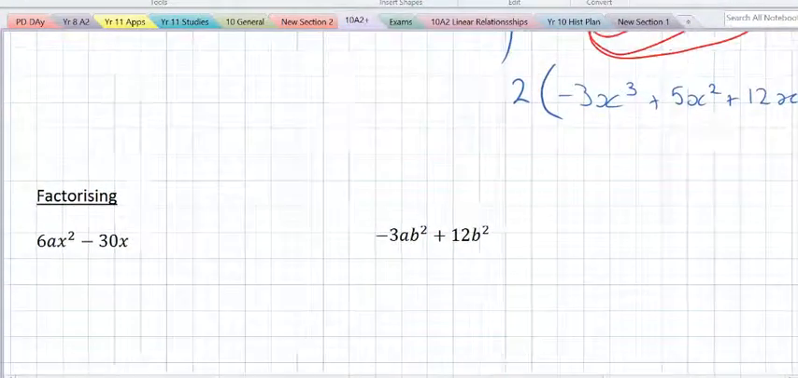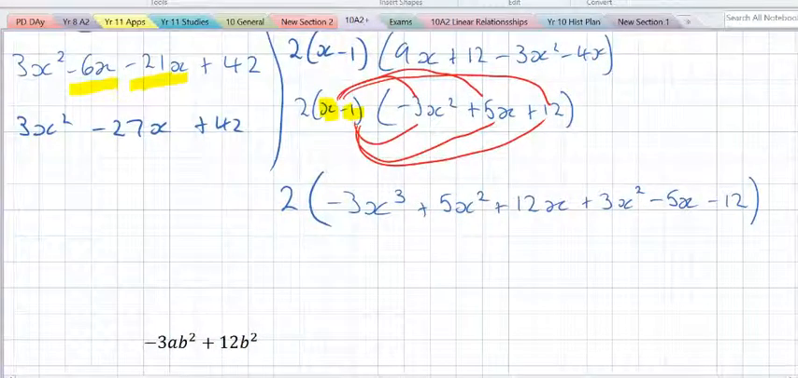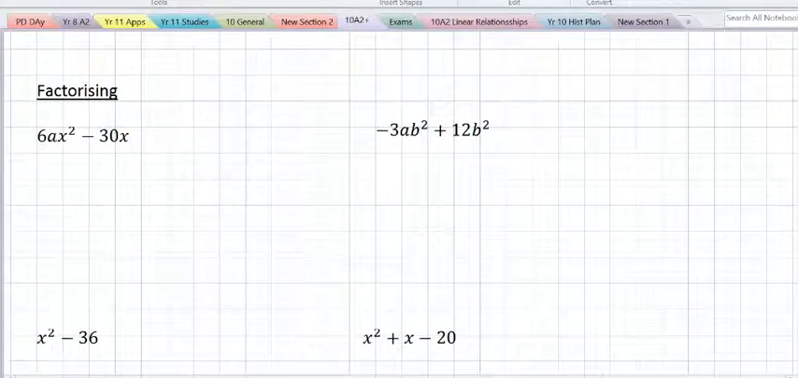Hang on. You need to do the 2. Oh, and then do the 2. I think you can do that way. I'll leave you to do the 2. No, just normal that way.